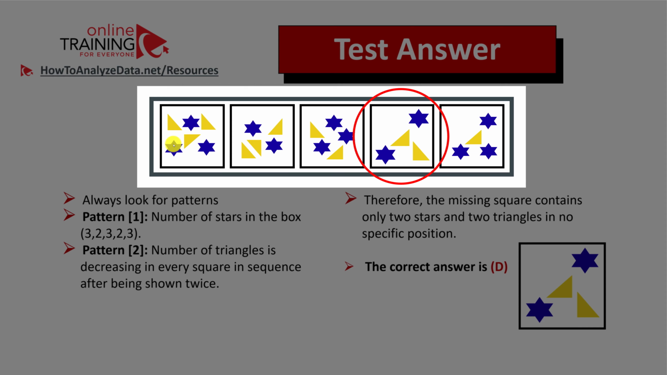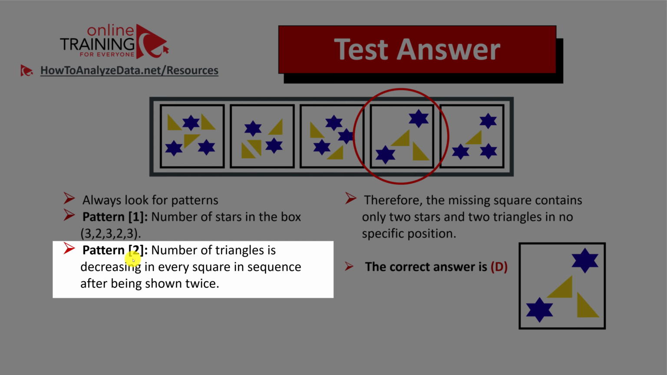You see that the first box has 3 stars, then it goes down to 2 stars, then 3 stars again, 2, so the next one is 3 again. So the missing object will definitely have 2 stars. There is also a pattern of decreasing triangles, and you see that the number of triangles is decreasing in every square in sequence after being shown twice.